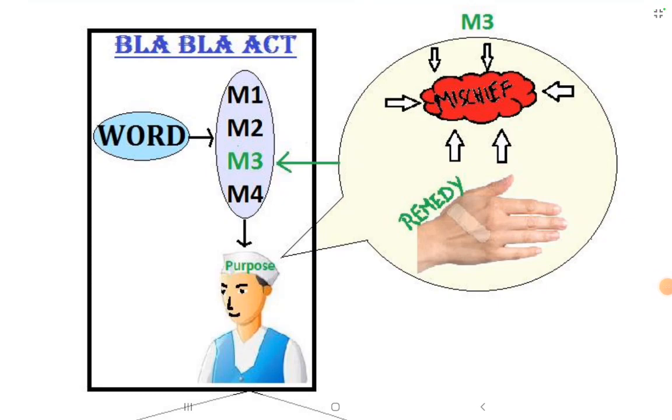Mischief rule. First, we will try to understand the concept of mischief rule, then we will see the theory portion. Suppose there is an act, there is a law in which there is a word which has more than one meaning, that is meaning 1, meaning 2, meaning 3, meaning 4. Then out of these meanings, which one will be used for this word?